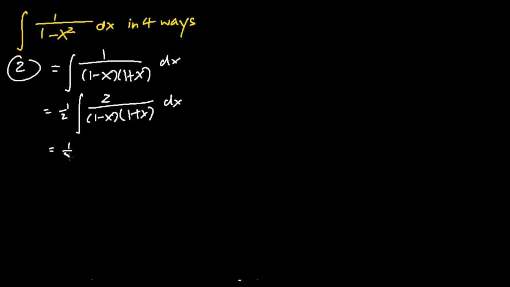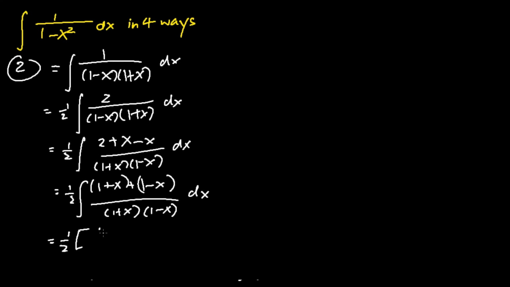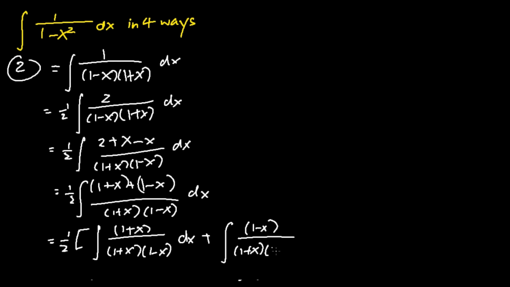Following which, in the numerator, I will add x and subtract x. This can be further simplified into the following, which is 1 plus x plus 1 minus x, in this form. So from here, I can now split the fraction up into two integrals in the following manner. For the first integral, I will have the integral of 1 plus x over 1 plus x, 1 minus x dx. And for the second integral, the integral of 1 minus x over 1 plus x, 1 minus x dx.